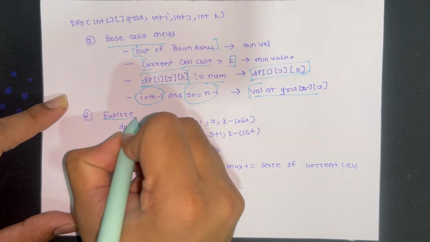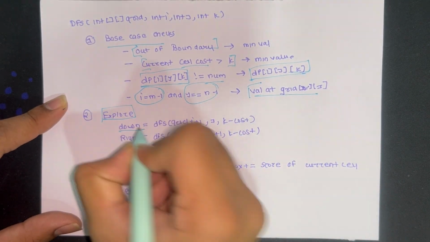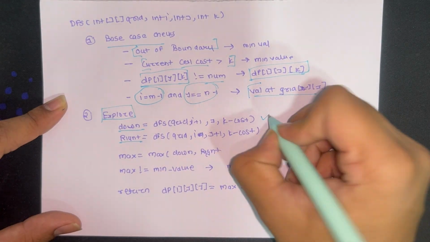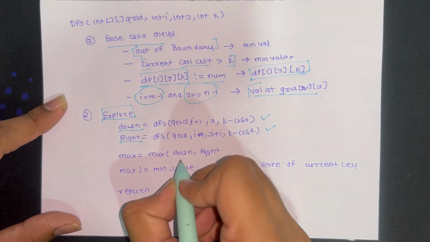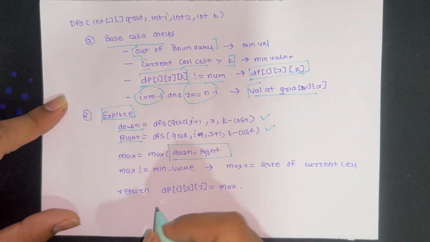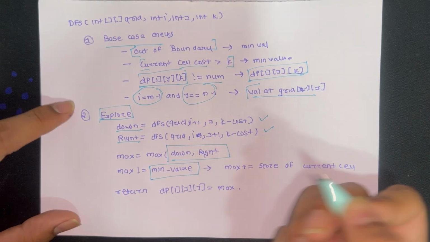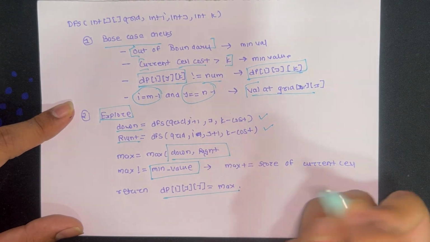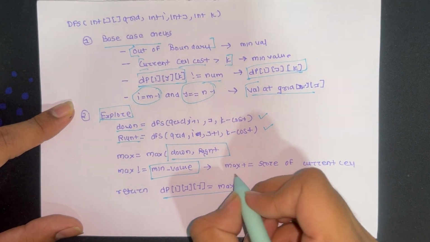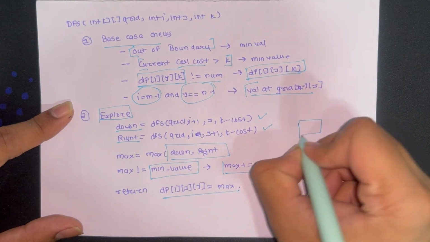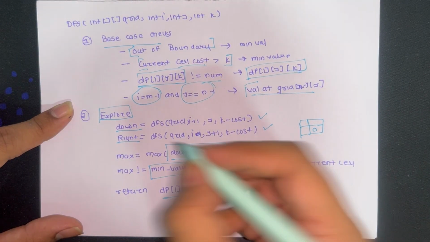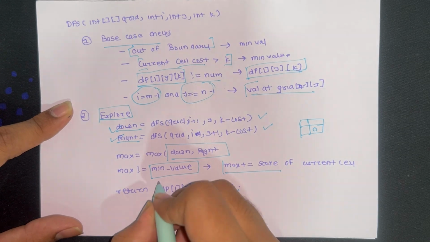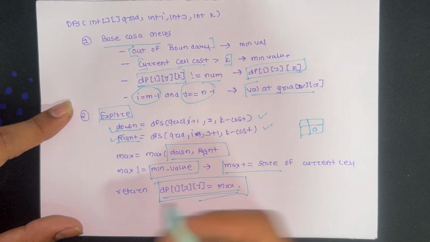In the second step, we explore all the possible paths, down and right. We take the maximum from down and right. If the maximum is min value, then we just return the min value. If it is not min value, we add the score of the current cell to the value calculated from down and right, store it in the memoization array, and return it.